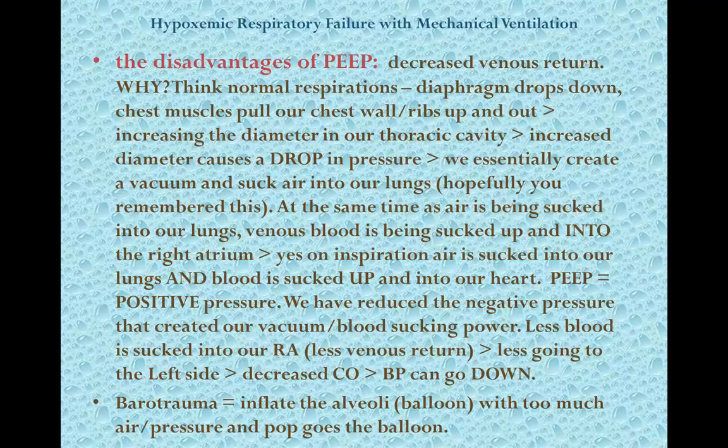Therefore, if we have PEEP, which is positive end expiratory pressure, we have reduced the negative pressure that is in our thorax, the intrathoracic space, and we have less blood sucking power. So less blood is sucked into the right atrium, less venous return, less going to the left side, which causes a decrease in the cardiac output, and then the blood pressure can go down.